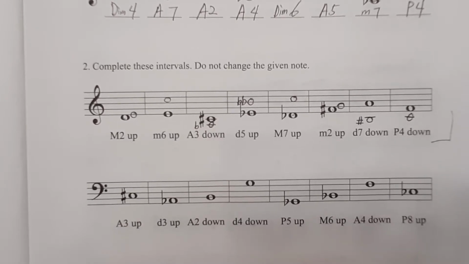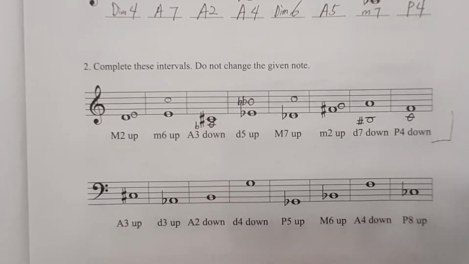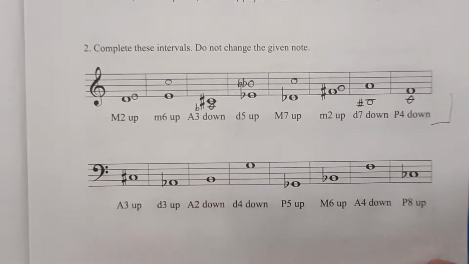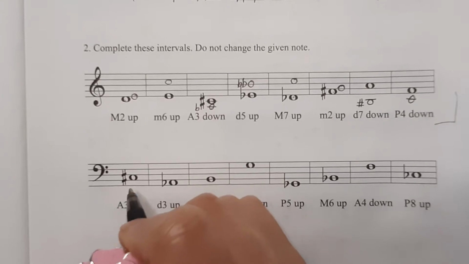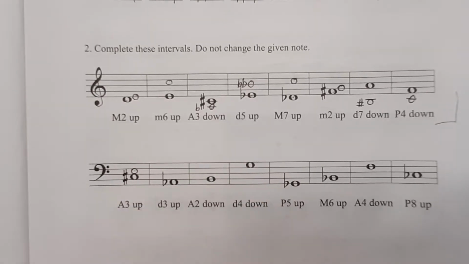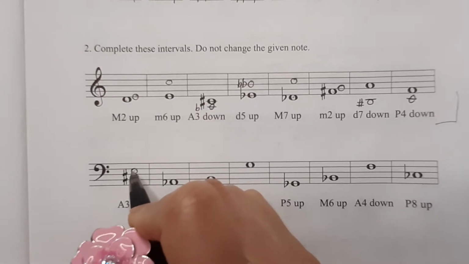This is where we left off last week. This is page 19, and we've been working on the intervals, right? Major, minor, diminished, and augmented intervals. Okay, so we'll do down here. All right, now you're going to draw an augmented third up. So there's a C sharp and E.